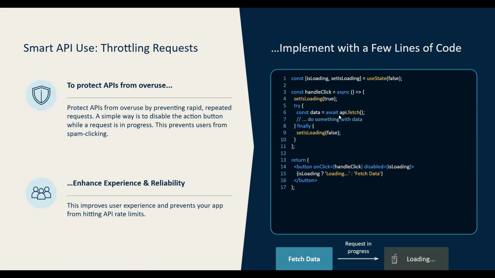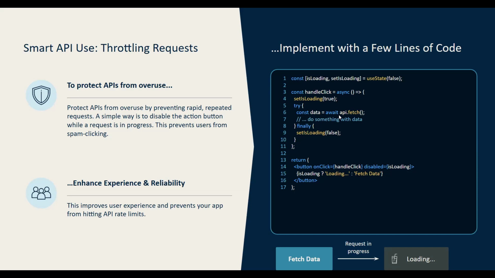And now, another important practice when it comes to APIs is throttling requests. So the idea here is to protect your API from overuse by preventing rapid repeated requests. In this slide, you can see it's a very simple implementation. While the request is in progress, you keep track of it in an isLoading state, and then you could disable the button and re-enable it once the request finishes.